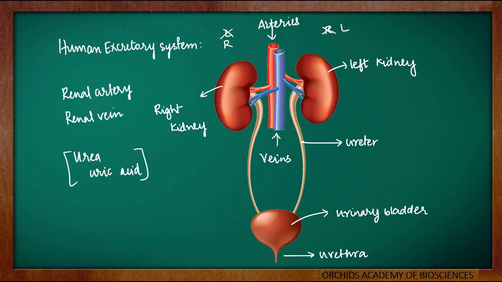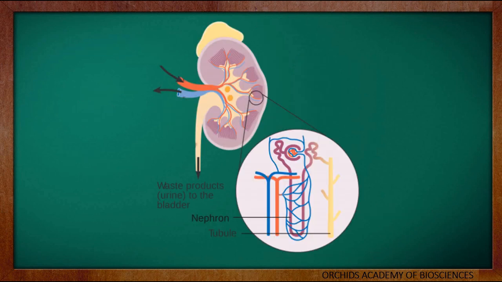So let us see how this purification happens. The kidneys are made up of a large number of filtration units called nephrons. In each kidney, there are approximately 1 million nephrons, and these nephrons are responsible for the filtration of blood and passing the urine to the bladder. Now let us study the structure of the nephron.